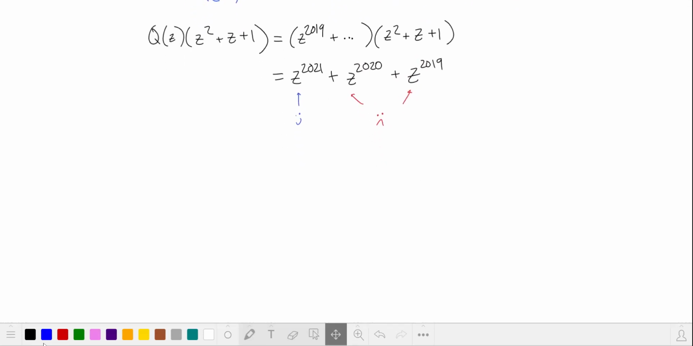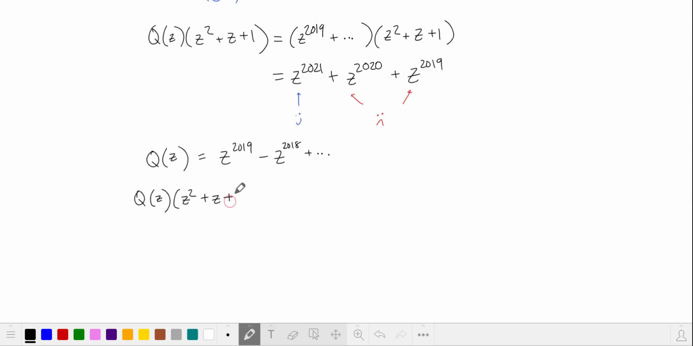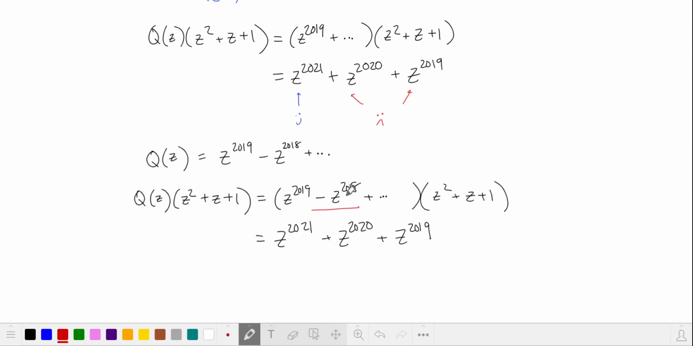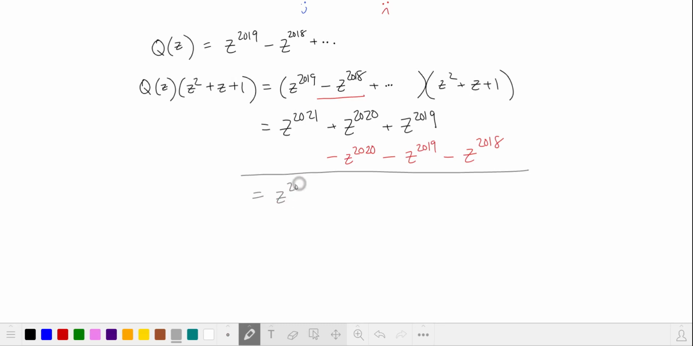To get rid of those two terms, why don't we let q of z be equal to z to the 2019 power, and then we'll subtract z to the power of 2018 and see what we get. Multiplying by z squared plus z plus 1, we're going to get our first three terms, same as before. And then as we multiply through by minus z to the 2018 power, we're going to subtract z to the 2020, z to the 2019, and z to the 2018. We'll end up with z to the 2021, which is what we want. These other terms will cancel, and we'll be left with z to the power of 2018, and we don't want this.